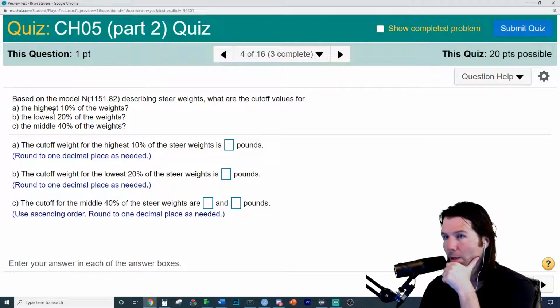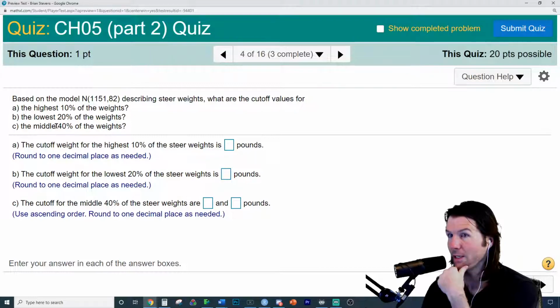So right here, we want the highest 10%, the lowest 20%, and the middle 40% on a curve that is normally distributed. That's what the big N stands for right here. The first number is the mean, the center of the distribution. The second number is the standard deviation, 82, just up and down each way.